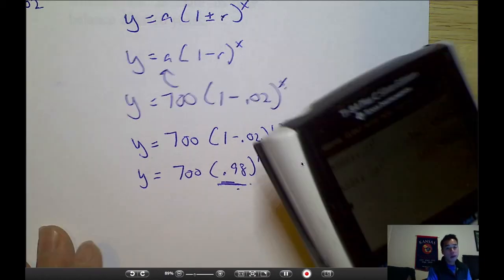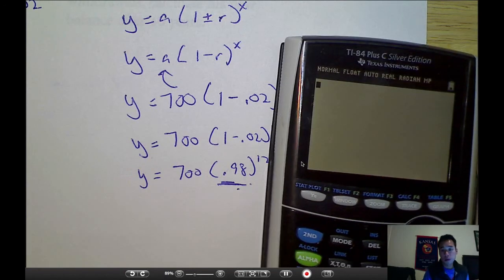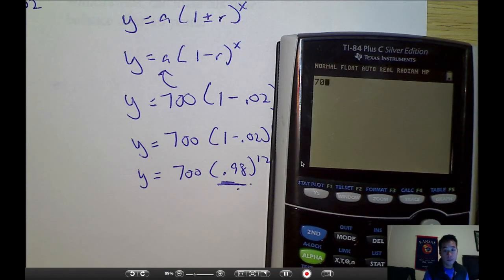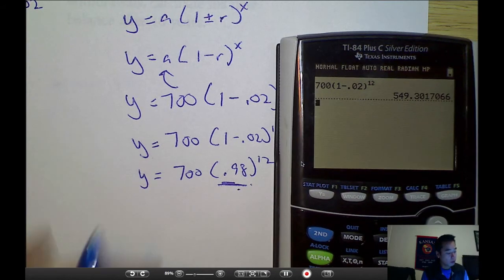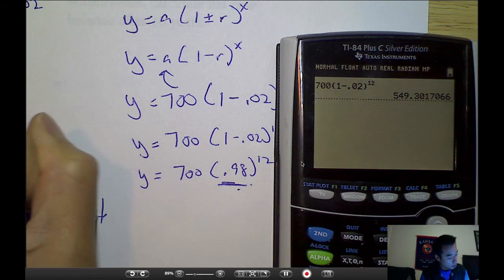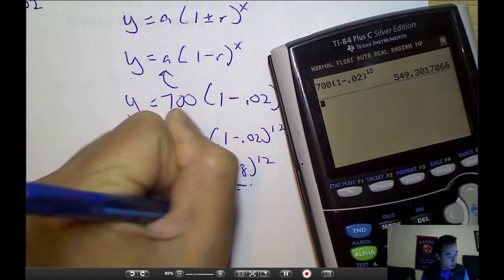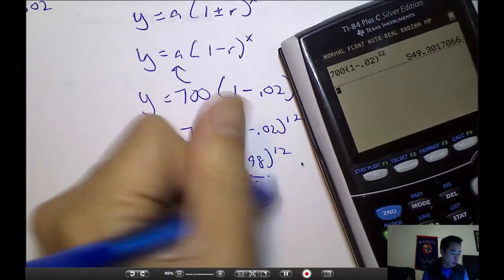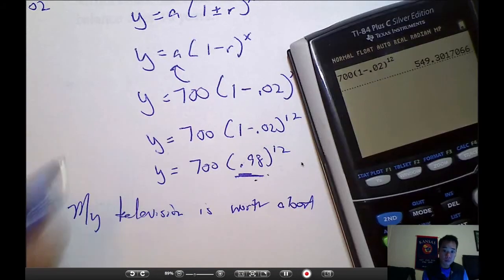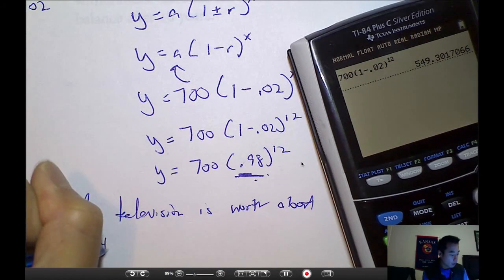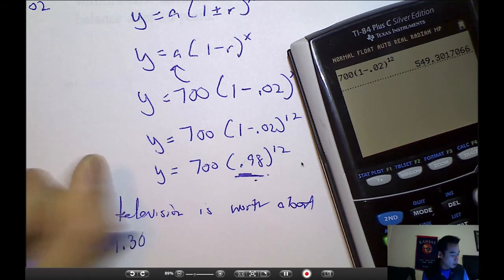And then from here, I'll just plug it into the calculator, and I get 700 times 1 minus 0.02 to the power of 12. And after a year, or 12 months, my television is worth about $549.30.